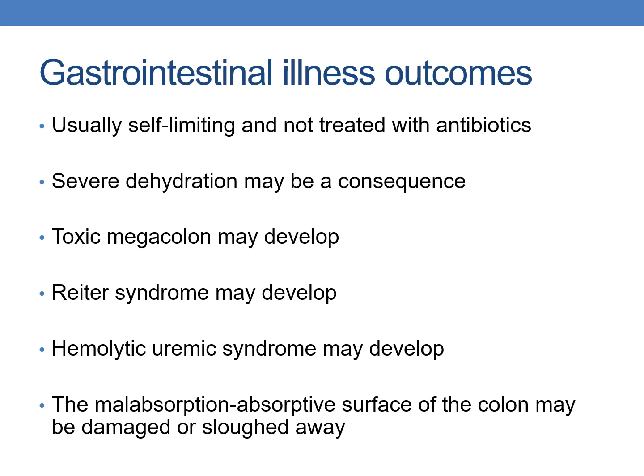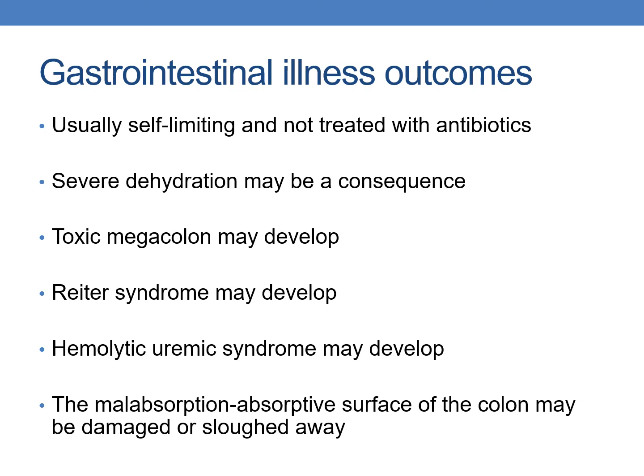If you have a gastrointestinal illness, what is the expected outcome? Usually it is self-limiting and not treated with antibiotics. So Salmonella, Staphylococcus, Campylobacter, all of those are self-limiting. The only time you might see a patient treated with antibiotics is if our patient has Shigella.